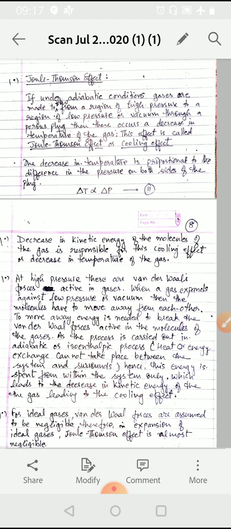If under adiabatic conditions, gases are made to flow from a region of high pressure to a region of low pressure or vacuum through a porous plug, then there occurs a decrease in temperature of the gas. This effect is called the Joule-Thomson effect or cooling effect. The decrease in temperature is proportional to the difference in the pressure on both sides of the plug, that is, delta T is directly proportional to delta P.